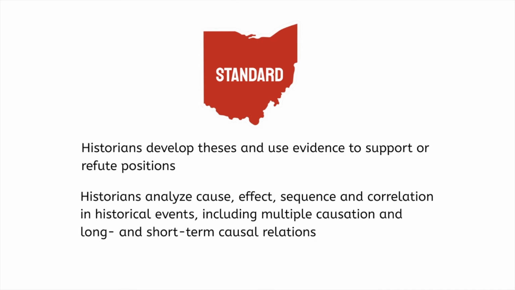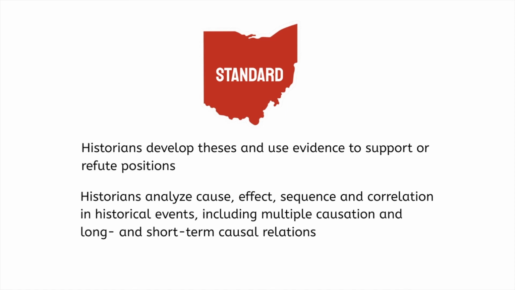The third standard is historians develop thesis and use evidence to support or refute positions. This is something that you're also going to have to do and will definitely be on the real test. You're going to have to look at some evidence and determine if that evidence supports or refutes the thesis that you're provided, and you're going to have to do that probably 2 or 3 times.